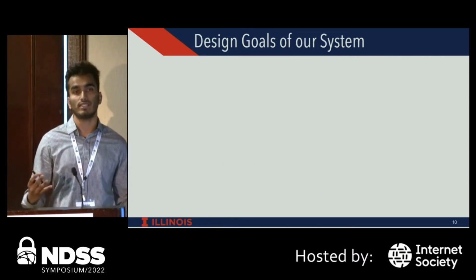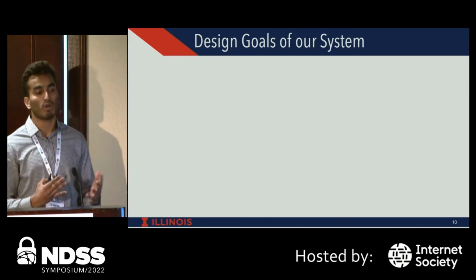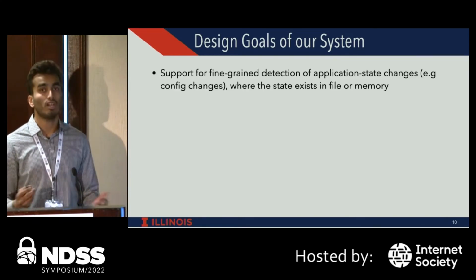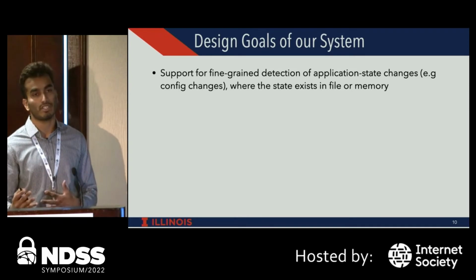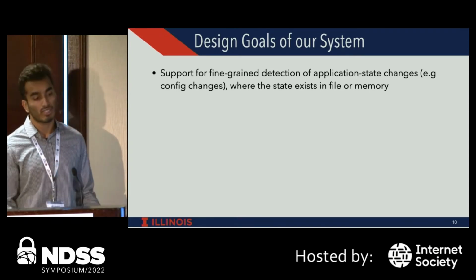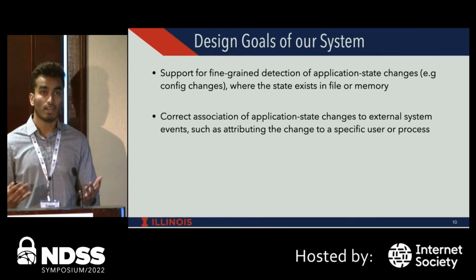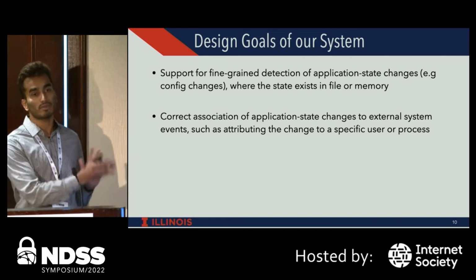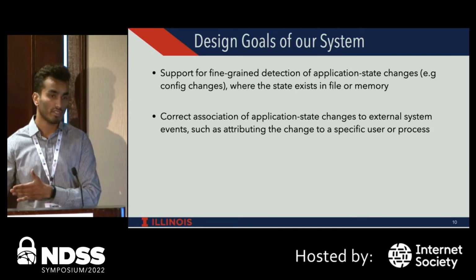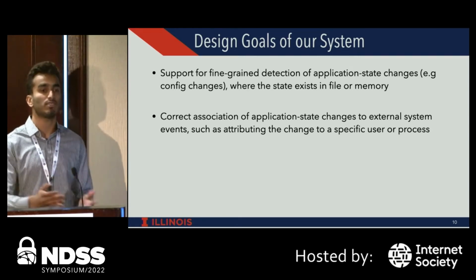So keeping the challenges associated with existing techniques in mind, we set out to design a system, a provenance tracker, with the following design goals in mind. First, our system should have support for fine-grained detection of application state changes, such as configuration changes, regardless of the update mechanism, be it file-based or memory-based. Second, our provenance tracker should be able to correctly associate application state change events with the system events.